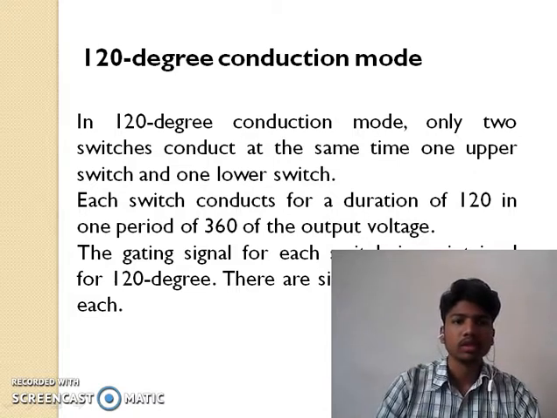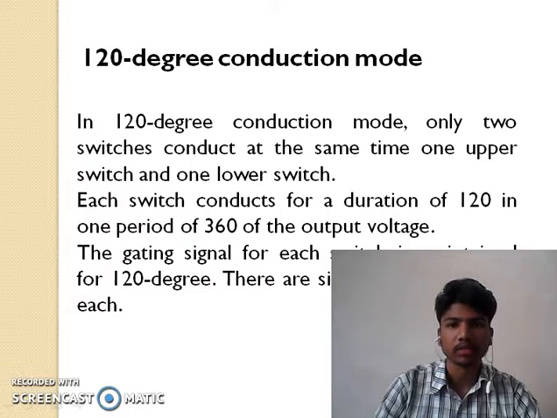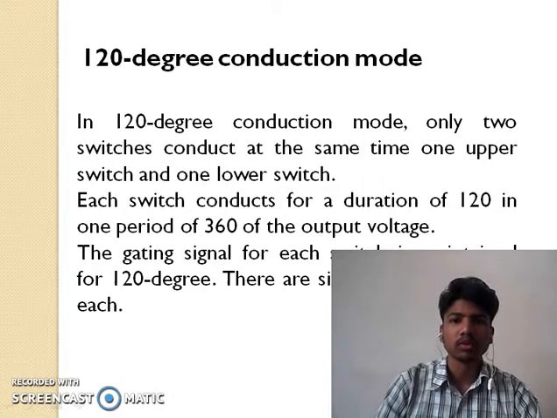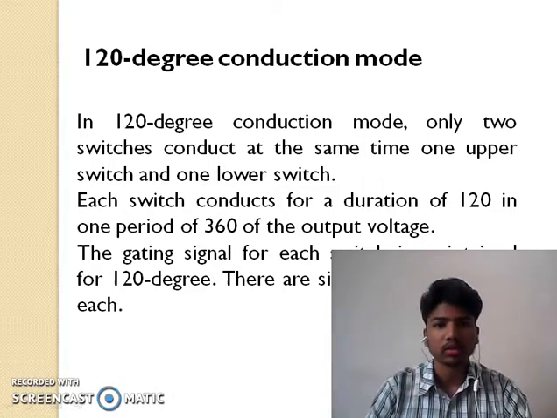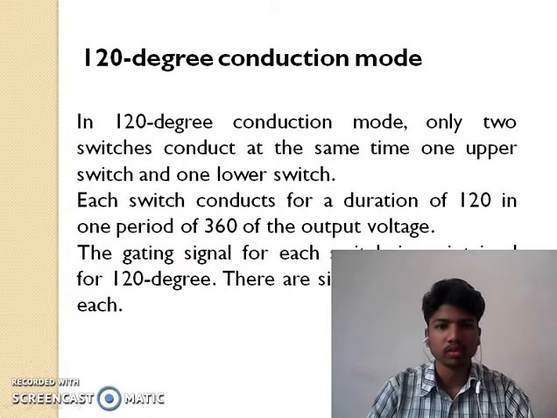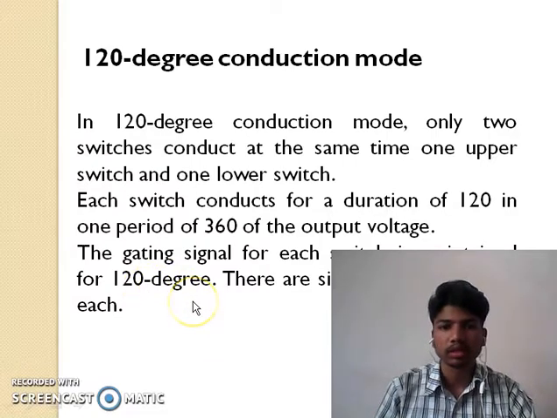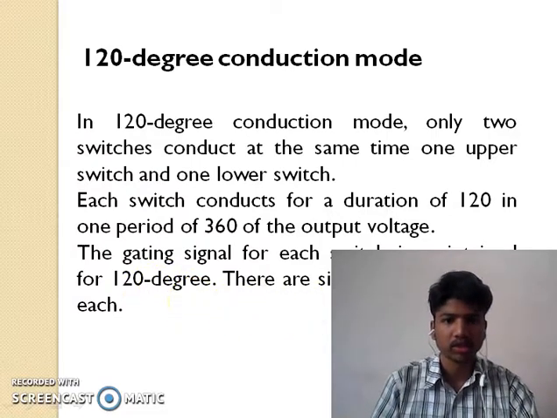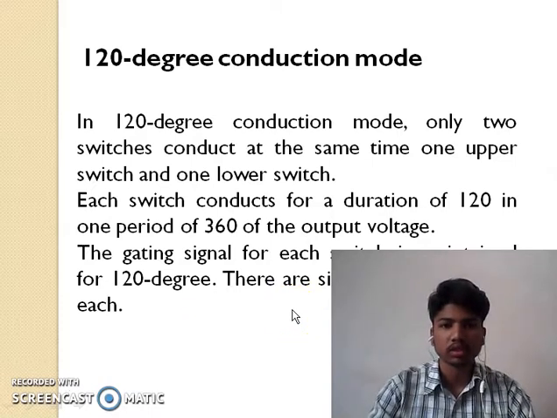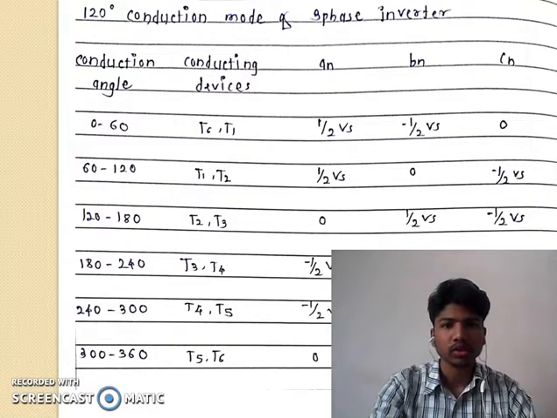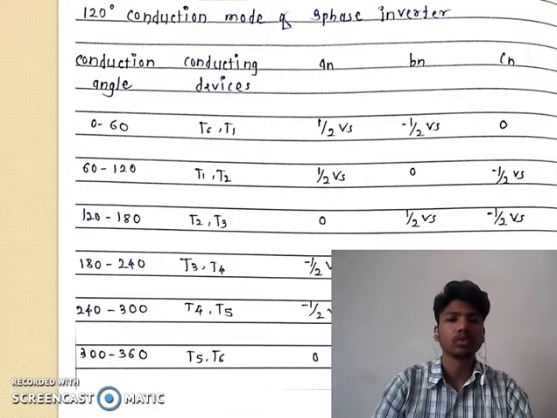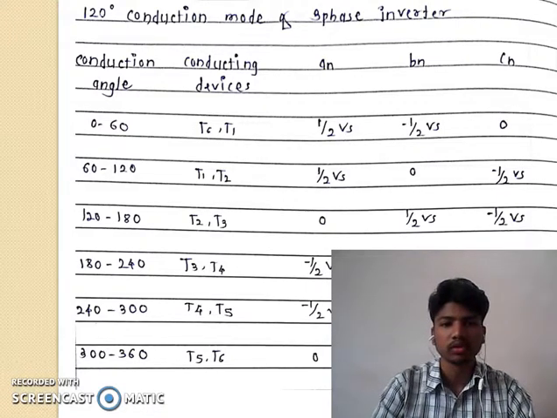120-degree conduction mode. In 120-degree conduction mode, only two switches conduct at the same time, one upper switch and one lower switch. Each switch conducts for a duration of 120 degrees in one period of 360 degrees of the output voltage. The gating signal for each switch is maintained for 120 degrees. There are 6 sub-intervals of 60 degrees each, that is from 0 to 60, 60 to 120, 120 to 180, 180 to 240, 240 to 300 and 300 to 360.